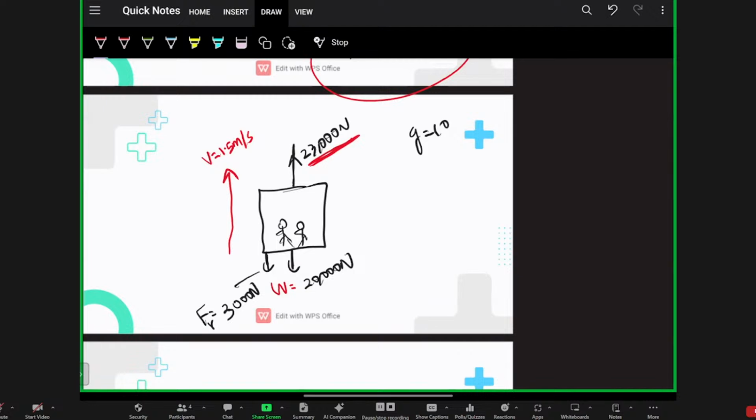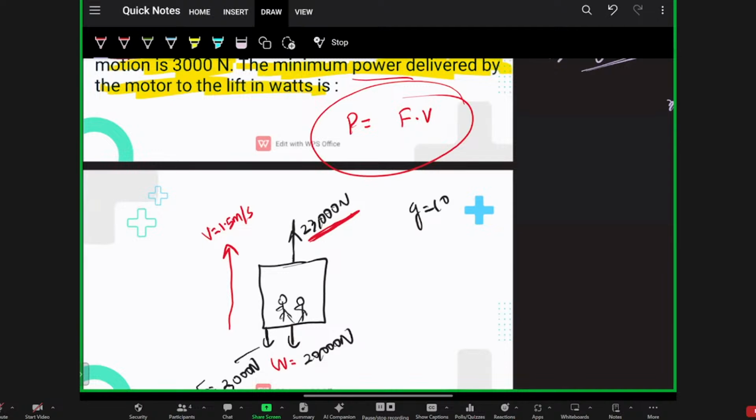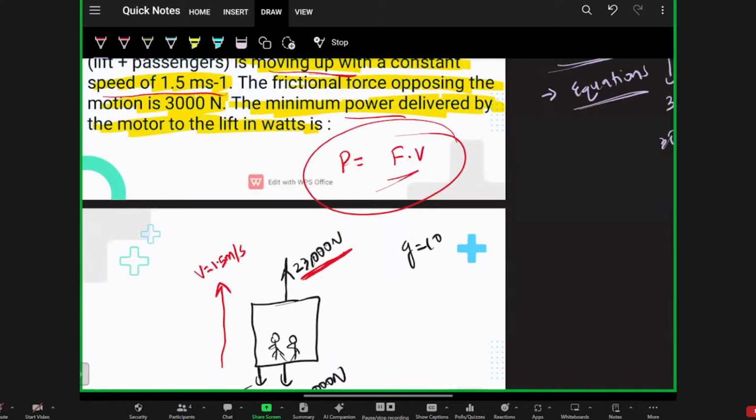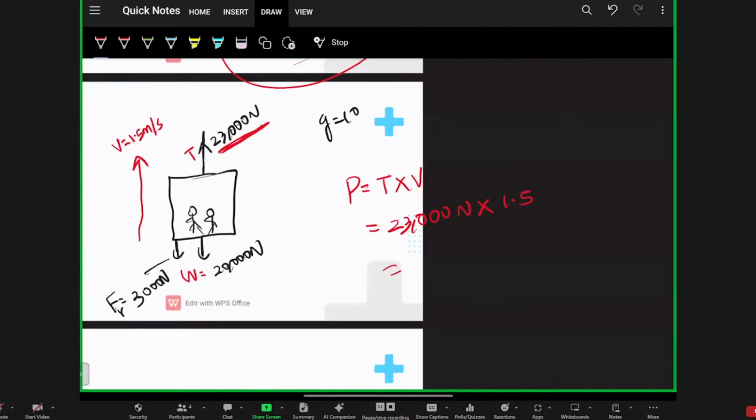This is the tension in the cable. Okay, so this tension is actually the force here. So the power will be the power delivered by the motor to the lift. The power will be simply the tension T into velocity. So T is here 23,000 Newton into velocity is 1.5 meter per second. See, if you got this problem, 23,000 into 1.5.